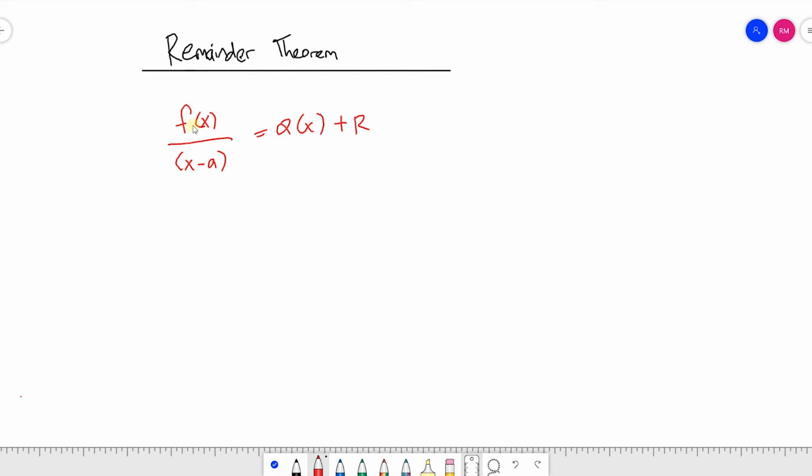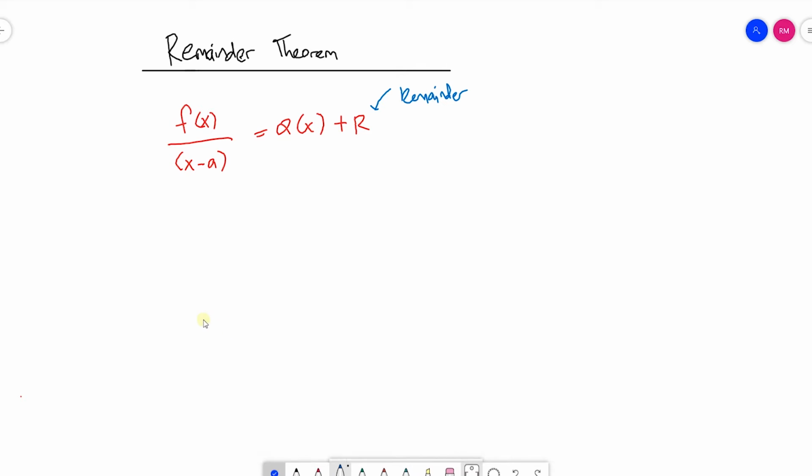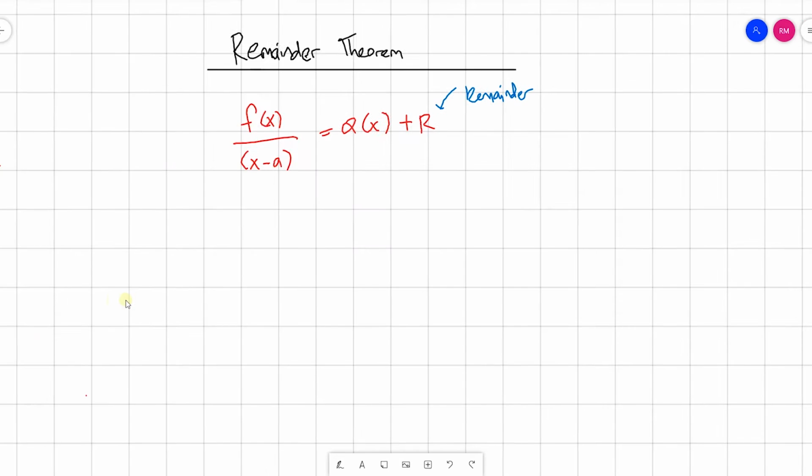It is related to the remainder theorem, where if we divide a function f(x) by something, for example, I'm just assuming it's x minus a, we will get the answer q(x) plus r, where r is the remainder. In order for us to visualize what is happening here, I would like to compare this with the previous example that we did in a previous video.